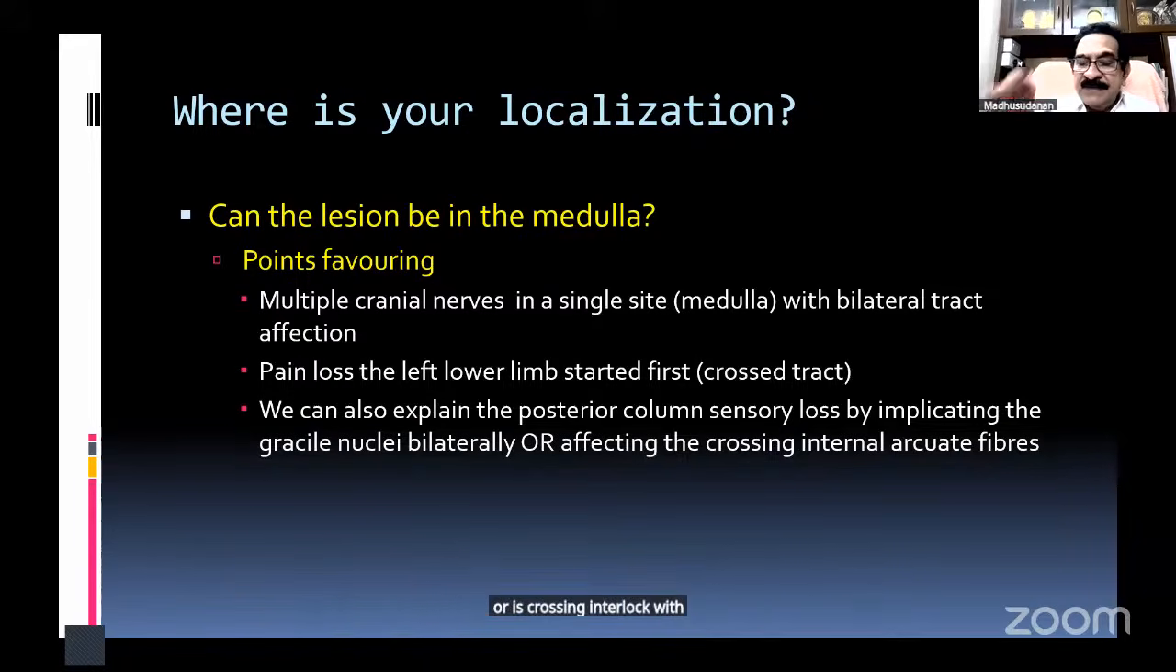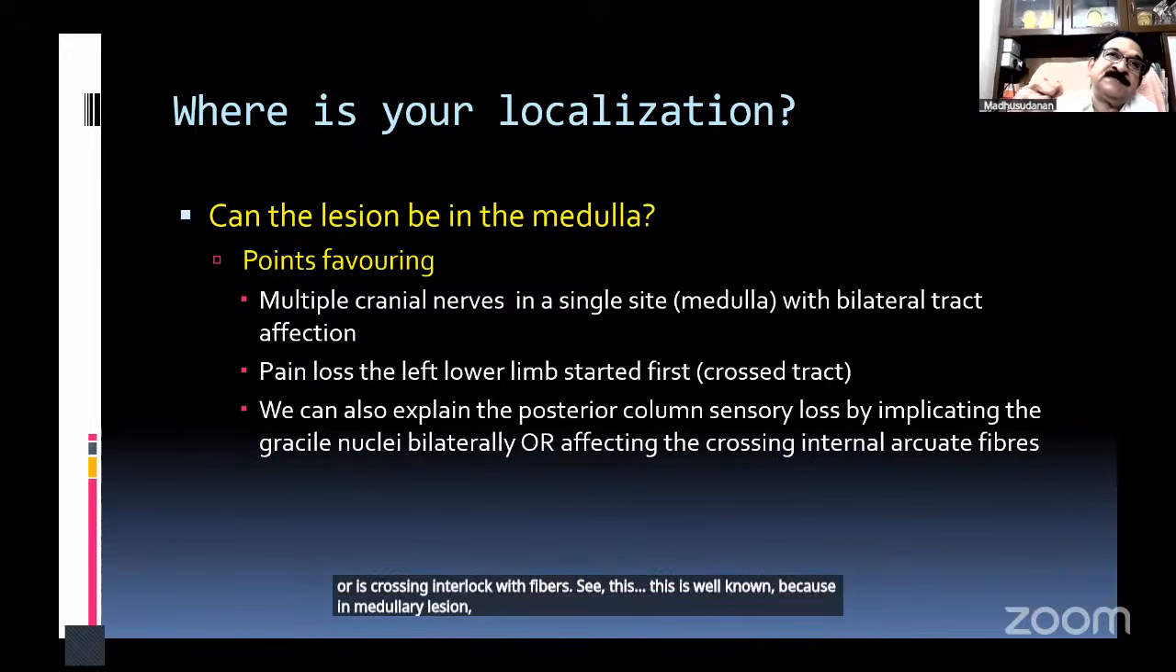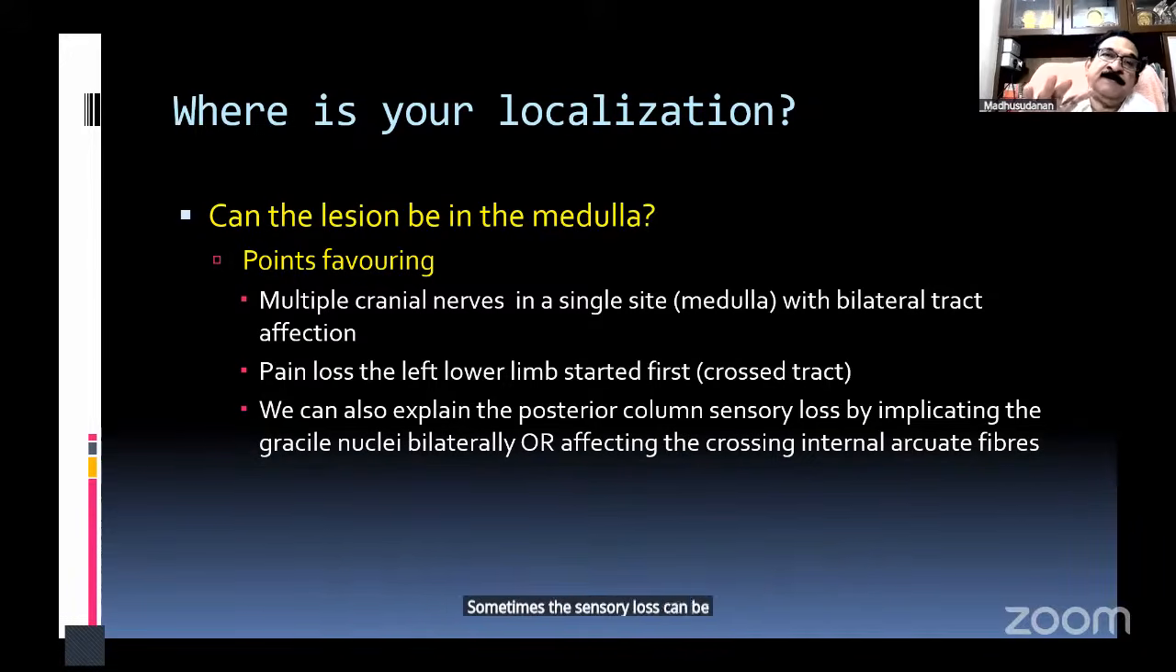fibers. See, this is well known because in medullary lesion, sometimes the sensory loss can be confined only to the upper limb. Sometimes due to posterior column, we're talking the posterior column, or only confined to the lower limb alone. But that is because the decussation of the internal arcuate fibers are in two different planes that I will show in the picture.